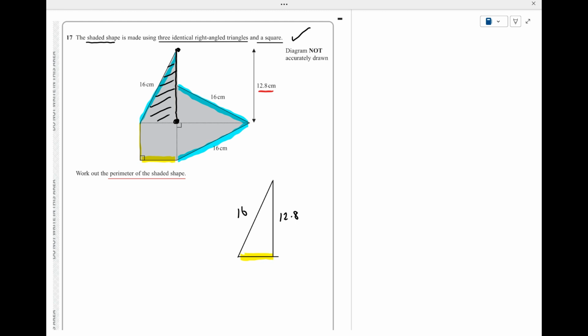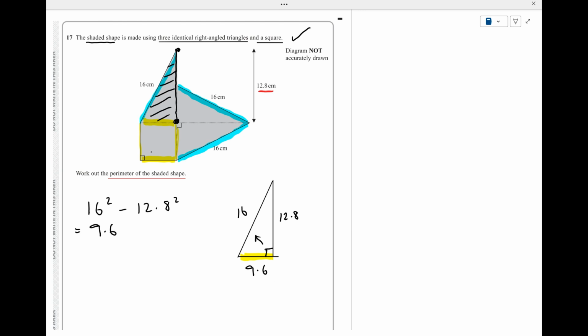And I've done it in yellow because it's the same as the other yellow lengths, isn't it? So I know the hypotenuse here, so I'm finding one of the two shorter sides. So it's going to be a subtract Pythagoras. I'm going to do 16 squared, take away 12.8 squared, and then I'm going to square root my answer. Square root answer equals, and I get 9.6. So that length is 9.6.